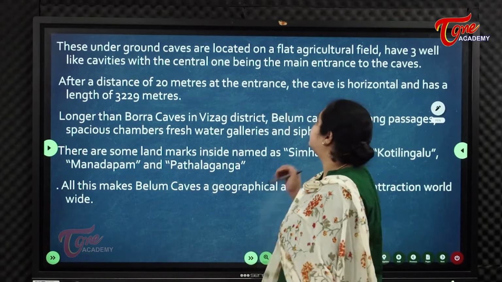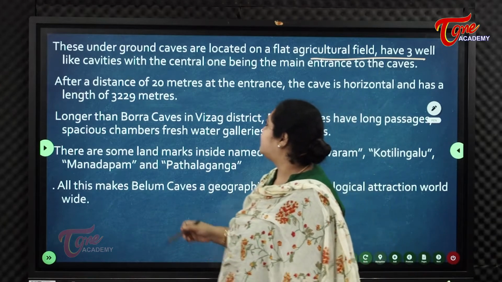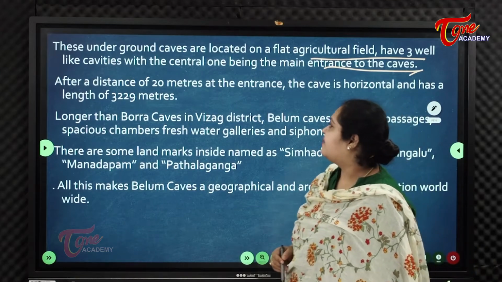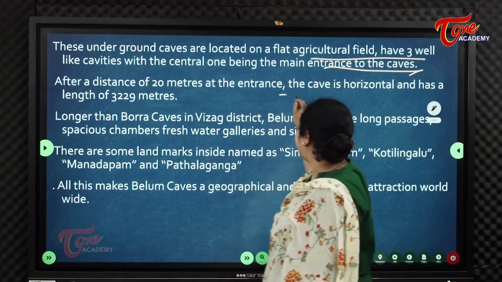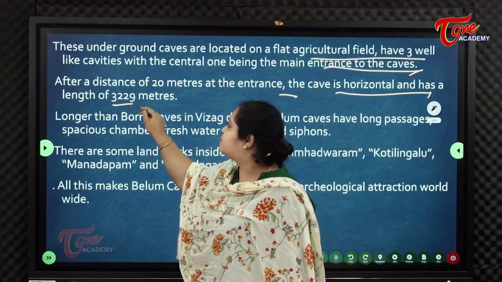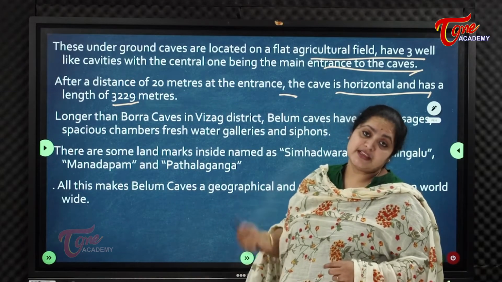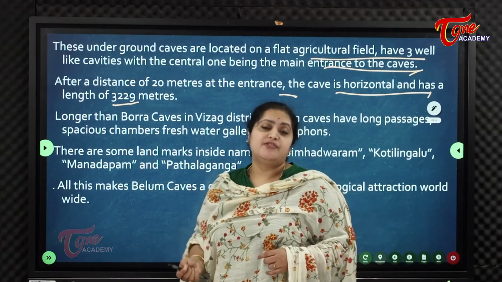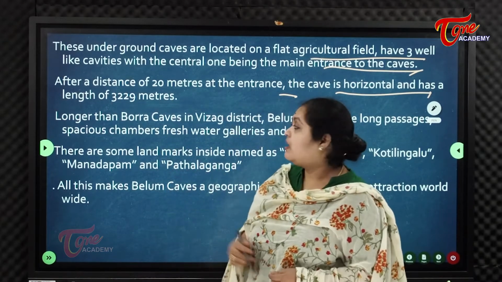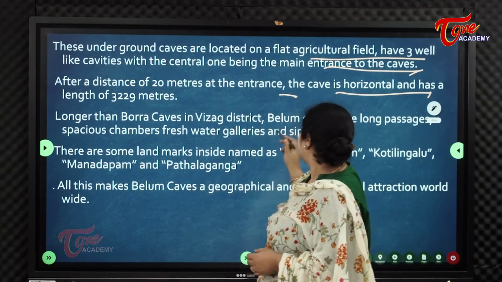These underground caves are located on a flat agricultural field, have three well-like cavities, with the central one being the main entrance to the caves. After a distance of 20 meters at the entrance, the cave is horizontal and has a length of 3,229 meters. These are longer than the Borra caves of Vizag district, near Araku. They are also big limestone caves, but even Belam caves are bigger than these Borra caves.